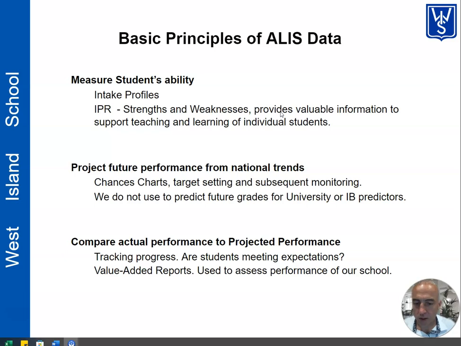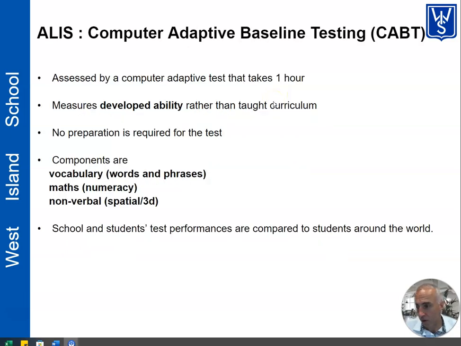There are three areas we use the data for. One is for looking at diagnostic information about your child, especially in terms of their vocab and maths, or literacy and numeracy. We can also make some predictions about your child's performance in their IB exams, and we can use it to look at the school's performance in value-added reports, comparing against other schools around the world.